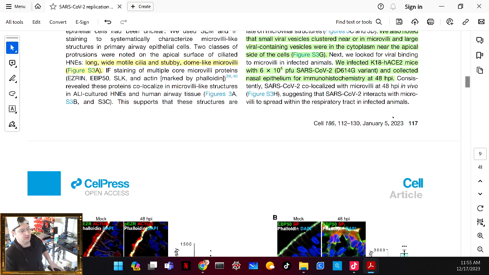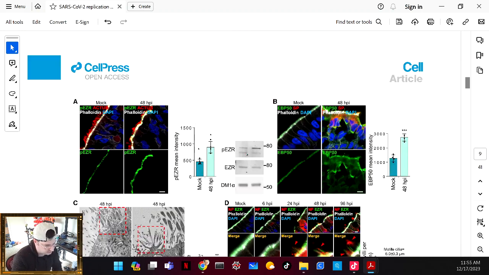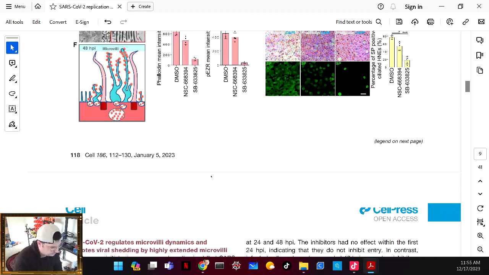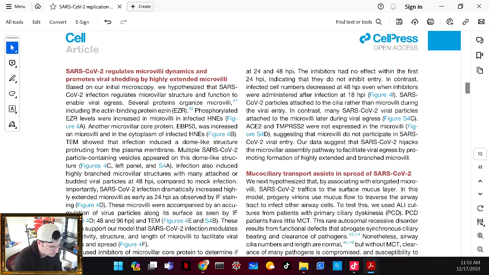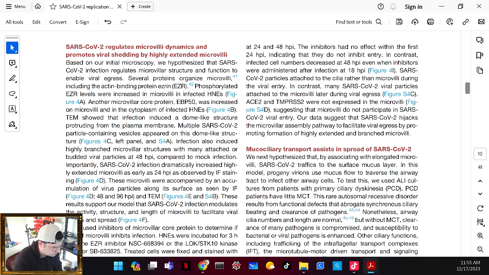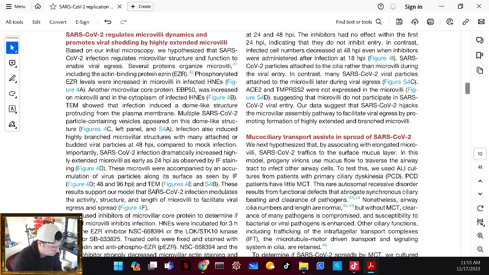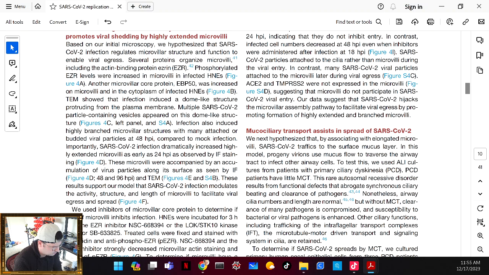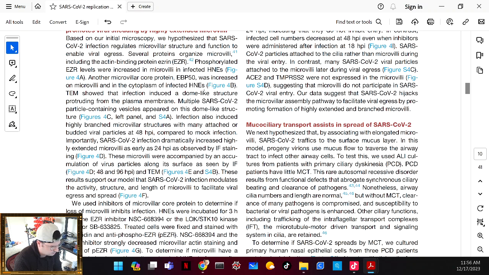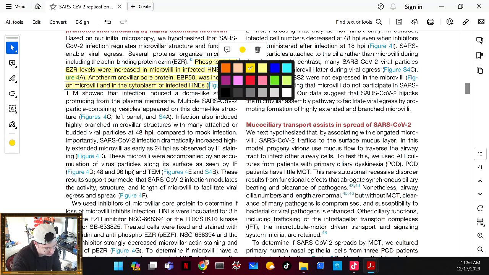Here we go. This suggests that COVID interacts with microvilli to spread the respiratory tract infection in animals. We should have mouse images further down below. This is just saying these are the things that are upregulated that are causing the growth of the microvilli when it's being reprogrammed.